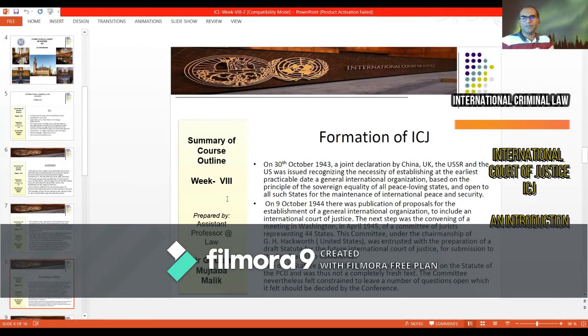Apart from those 15 judges, ad hoc judges can also be appointed when a case is presented before the ICJ and a state party does not have a judge on the bench from their state. Then they can choose a judge known as the judge ad hoc. These judges can be of any nationality and do not necessarily have to be from the state party. They have the same rights and duties as an elected judge.